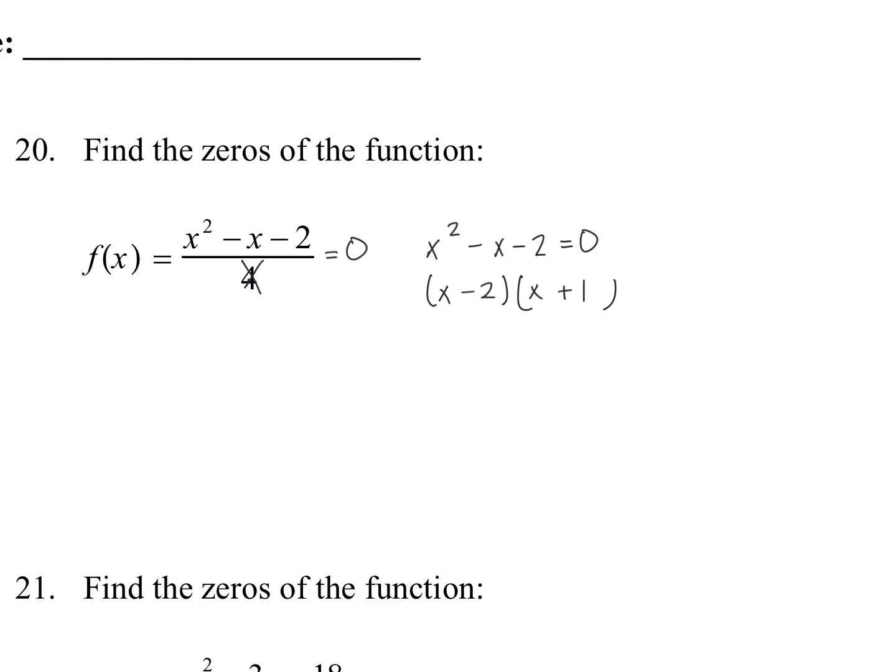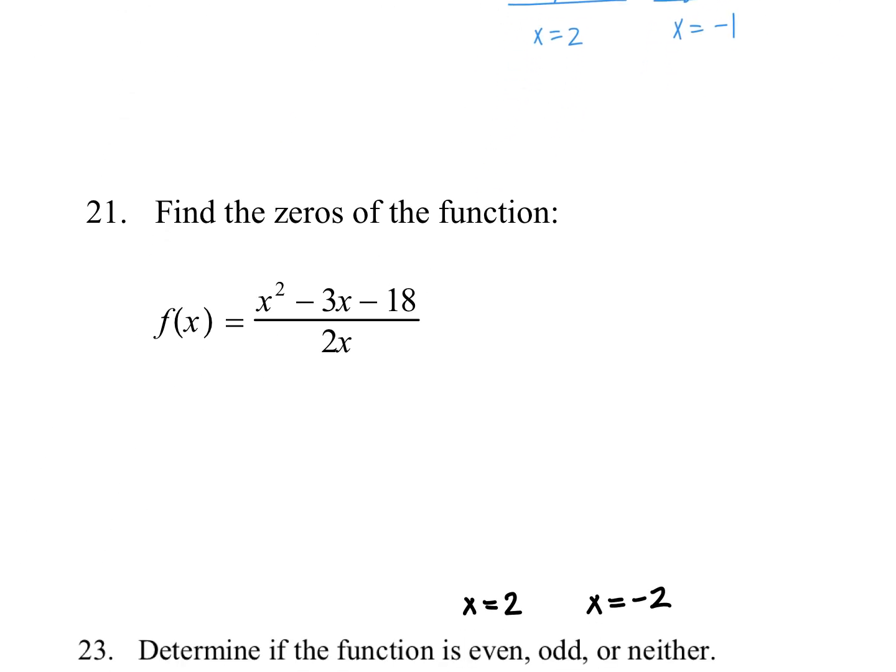And then I'm going to go ahead and solve. X minus 2 equals 0. X plus 1 equals 0. Add 2 to both sides. I'm going to get x equals +2. Subtract 1 from both sides. X equals -1. So my two answers will be x equals -1 and +2.